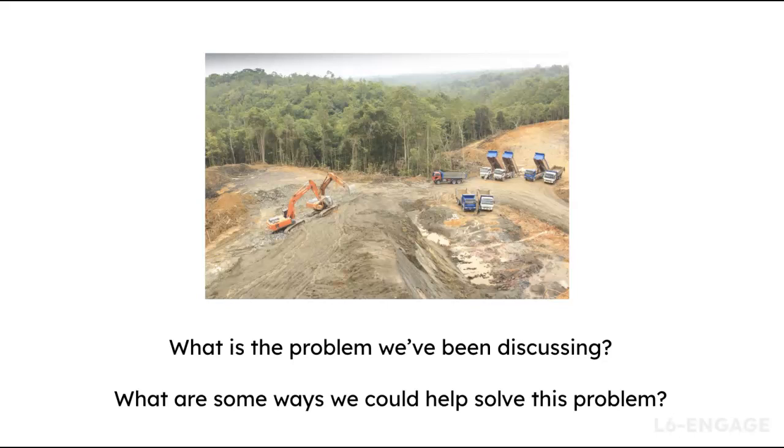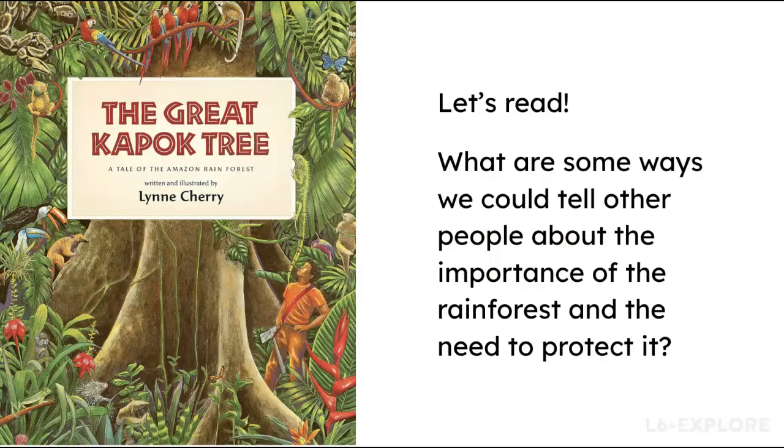To begin the Lesson 6 Engage, you'll ask students about the problem they've been discussing and some ways they could help solve the problem. You'll allow students to turn and talk to share their ideas. You'll revisit the driving question board and add any new questions and highlight any others connected to the learning goals of this lesson by calling attention to questions about protecting the trees or saving the rainforest.